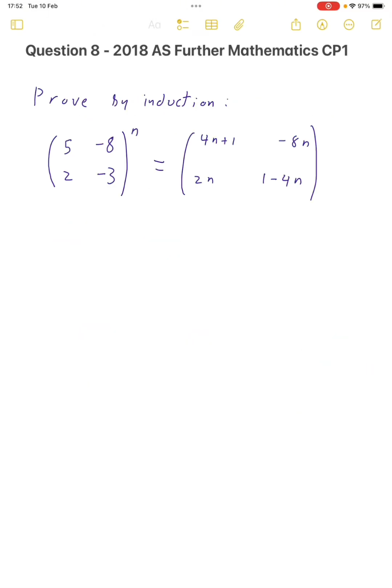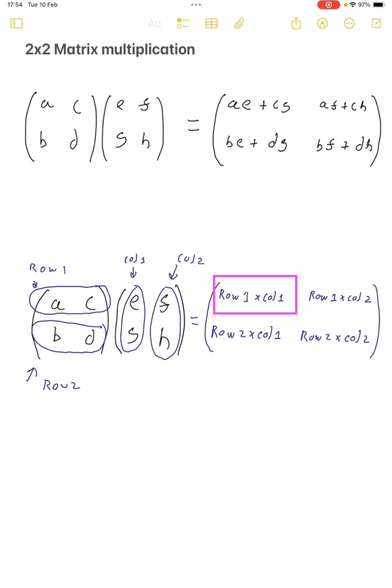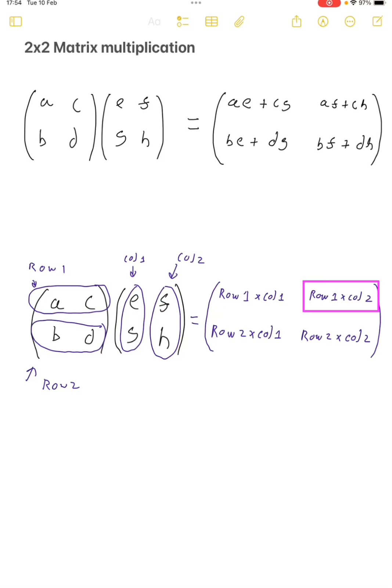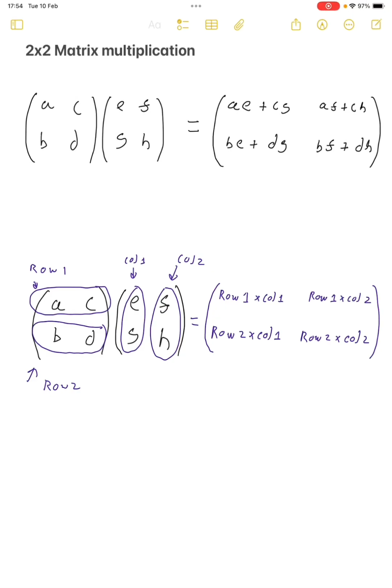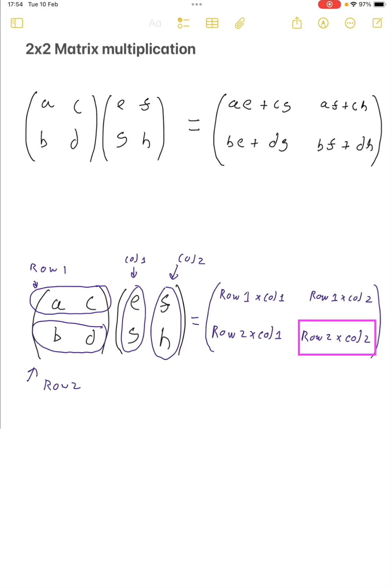Now, if we go back to the question, it's matrices. So, we're going to have to know matrix multiplication. Let's go over that again. Matrix multiplication is quite simple. We are essentially multiplying each row by its corresponding column. As you can see, the top left position is row 1 into column 1. Top right is row 1 into column 2. Bottom, same thing, row 2 into column 1 and row 2 into column 2.